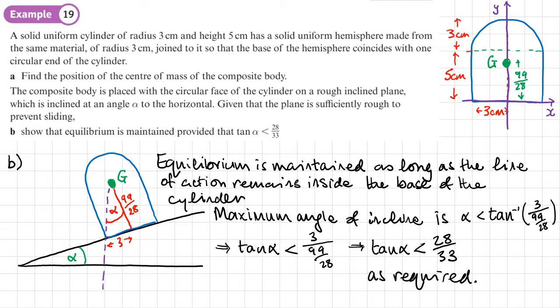Any greater than that, and then this shape would begin to topple, provided that the frictional force is enough to grip it, which means that F would need to be greater than mu R, but we don't need to worry about that on this question.